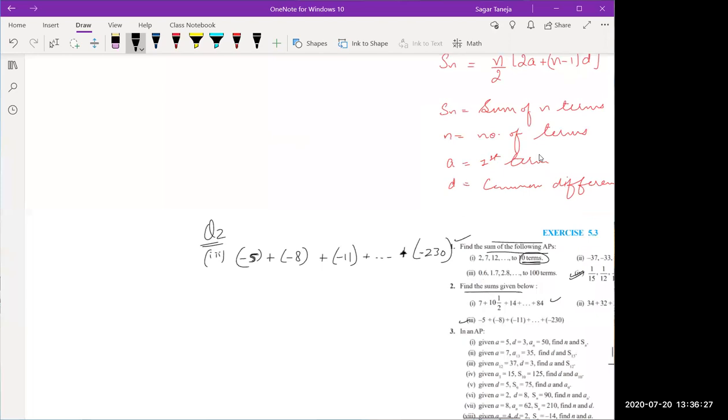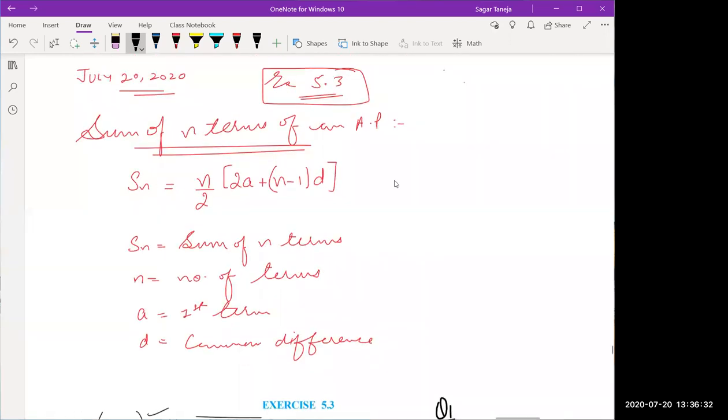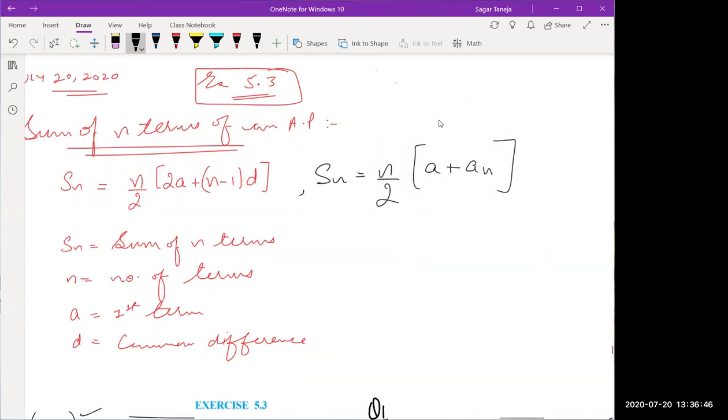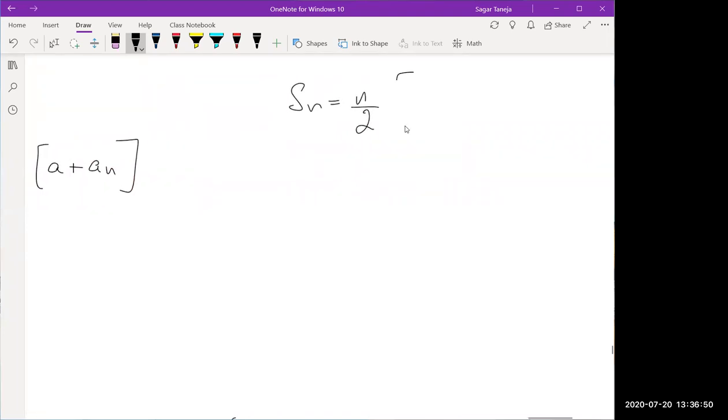Okay, let me tell you one more thing. I have told you a formula of Sn. There is one more formula of Sn which you can use sometimes if you like: n by 2 (a plus an). How can we write this formula? See this. What is the formula of Sn? n by 2, 2a plus (n minus 1) d.